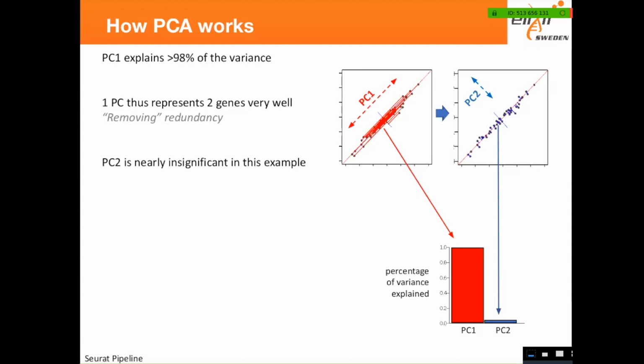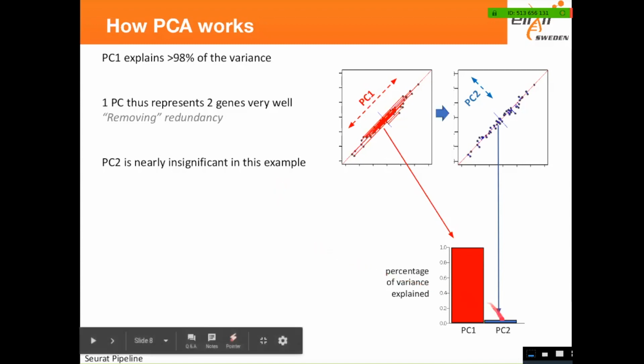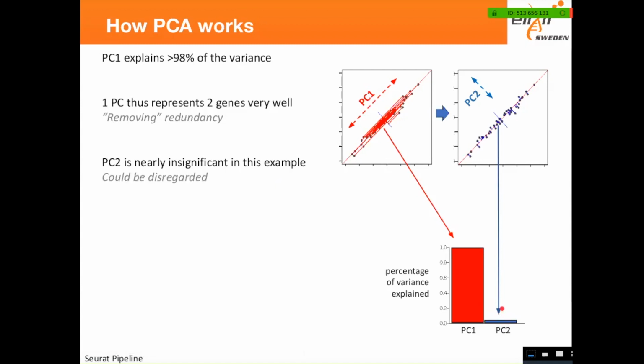And principal component 2, in this case, is nearly insignificant because the amount of information stored in here is quite low. And then we can just disregard this one and continue our analysis on principal component 1, if this is the example. Now, if you have 20,000 genes, maybe you'd select maybe 10 important principal components and so on.